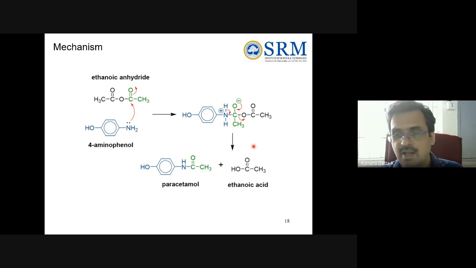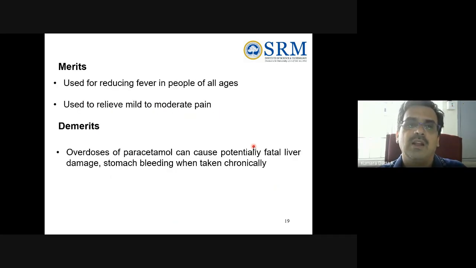Now, what are the advantages? A very, very important point: it is used to treat fever for people of all ages.